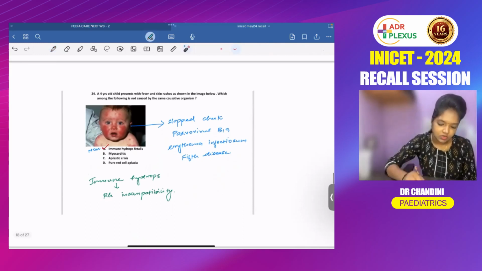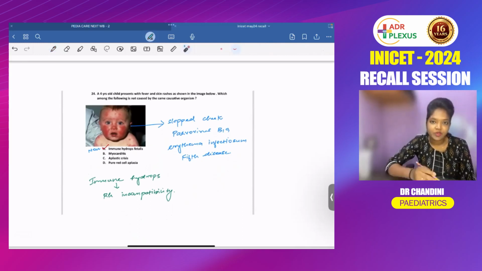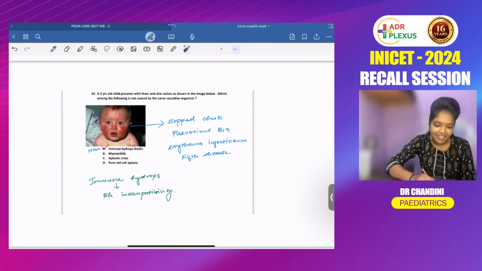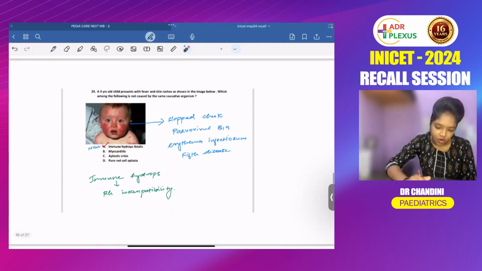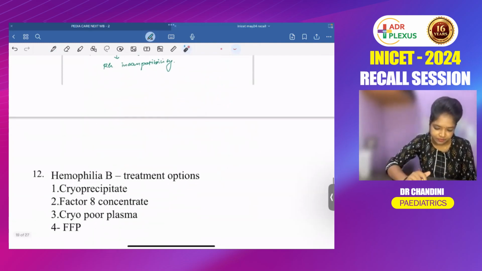So this was discussed, yes. These are the features; the exact same question was given in TND. Which is not a feature of parvovirus? It is non-immune hydrops fetalis and not immune hydrops fetalis.